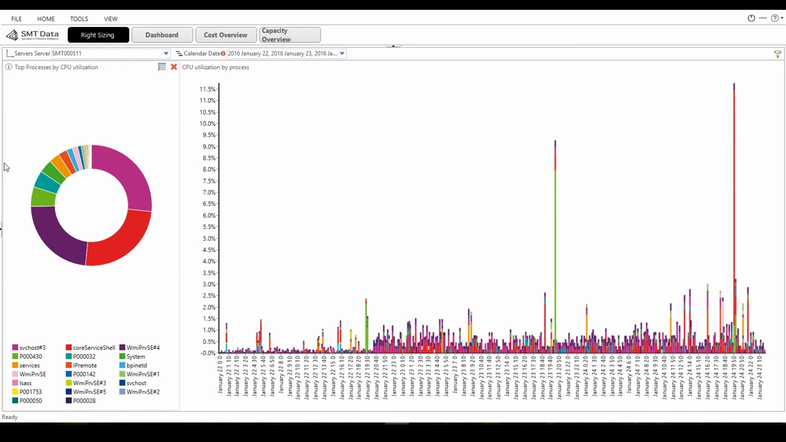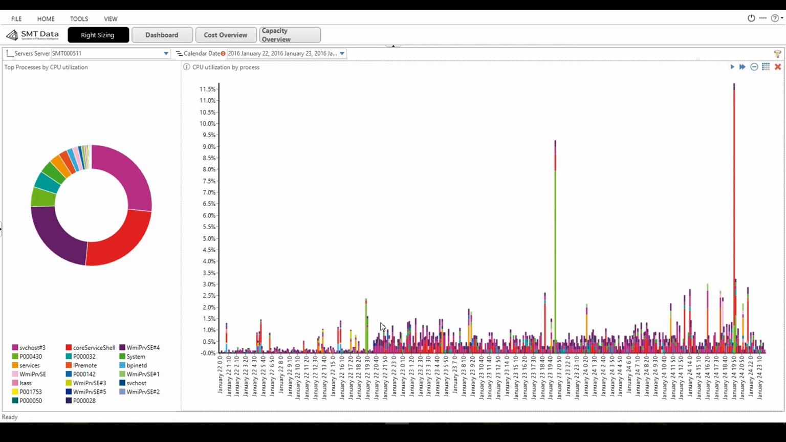Here we're looking at the individual processes running on this server in 10-minute intervals. And here on the left, we have the sort of top 20 processes and how much resource they're consuming. And on the right, we see the graph in 10-minute intervals. And you can clearly see where we did the right sizing here, where there's a little pickup in the CPU utilization. But again, a very low CPU utilization in general for this server.